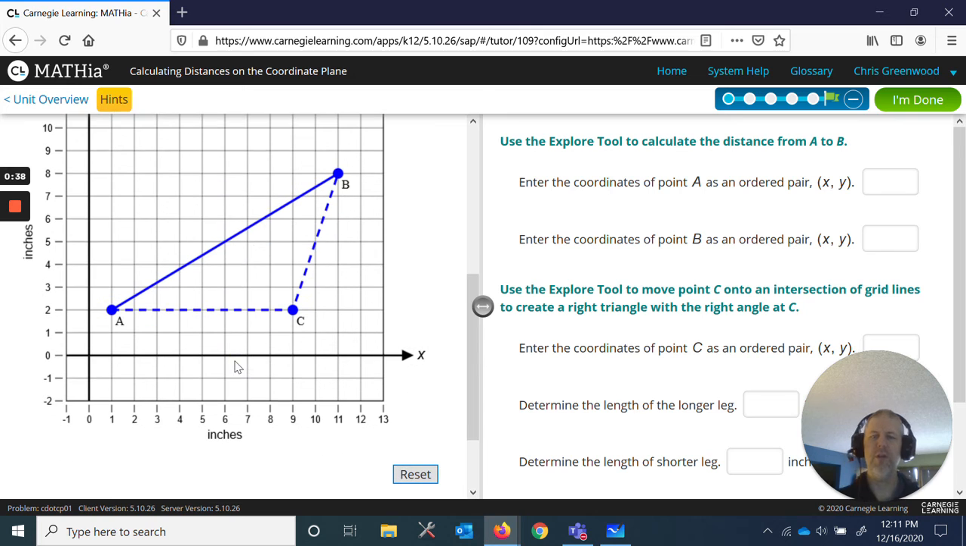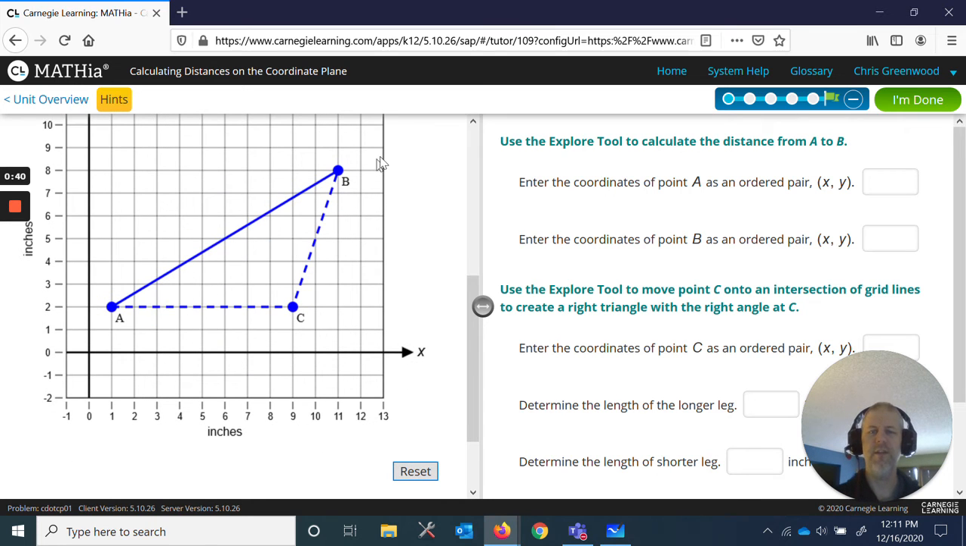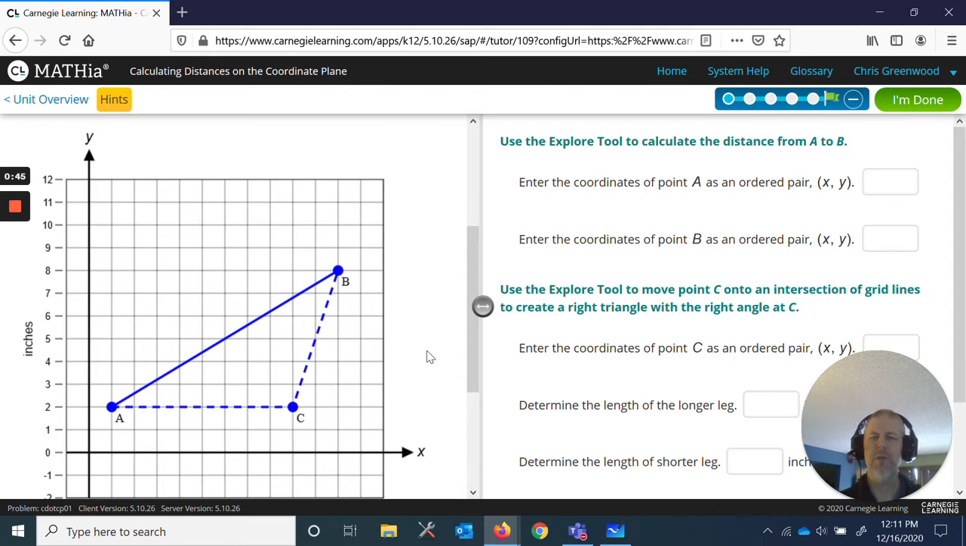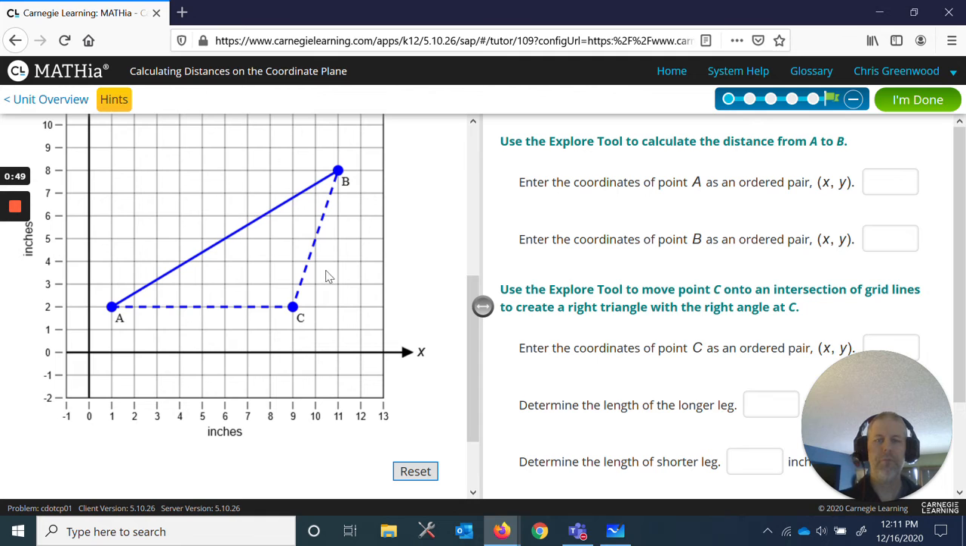What we're doing is looking at the coordinate grid, and we're trying to find the length of segment AB, and we're going to use right triangles to do that. So think Pythagorean theorem is going to be our focus here. The left pane always has some work. The right pane always has where you enter your answers.